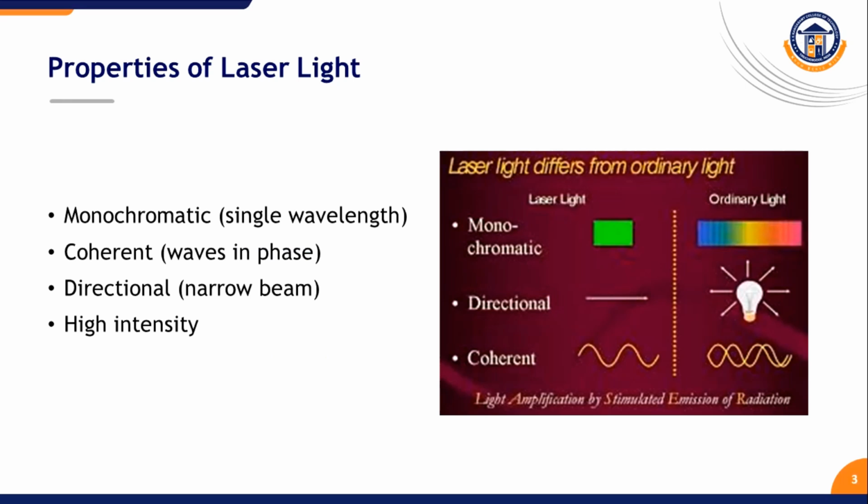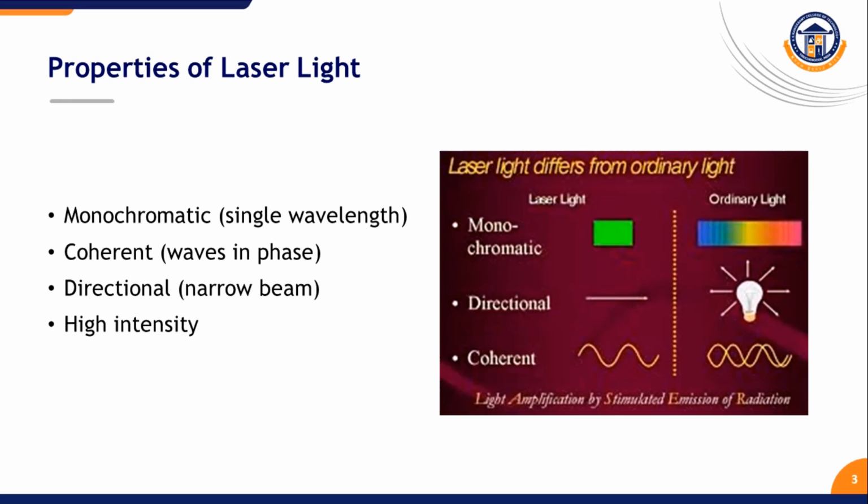Now let us see the properties of laser light. Laser light is very different from normal light because of its unique properties. They are monochromaticity, coherence, directionality and high intensity. Now let us see all these properties in brief. First one is monochromaticity. It is only one wavelength or one color. For example, a red laser pointer emits only red light of a specific wavelength.